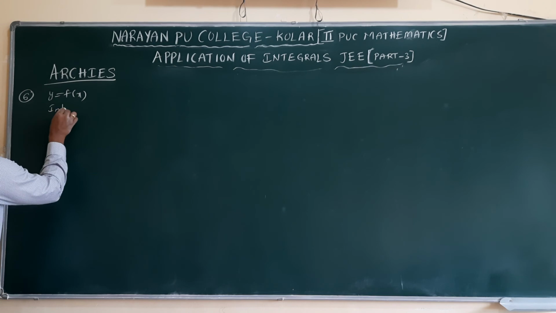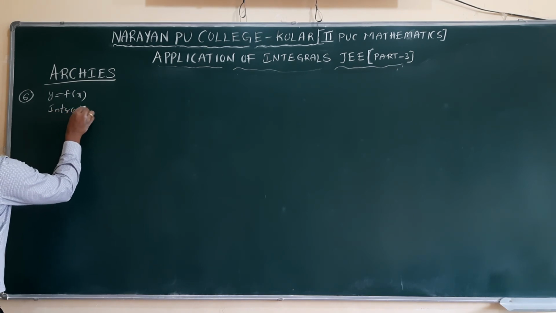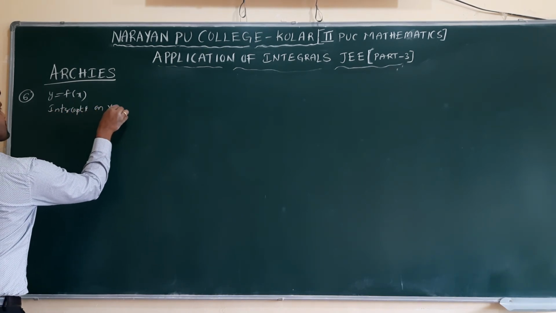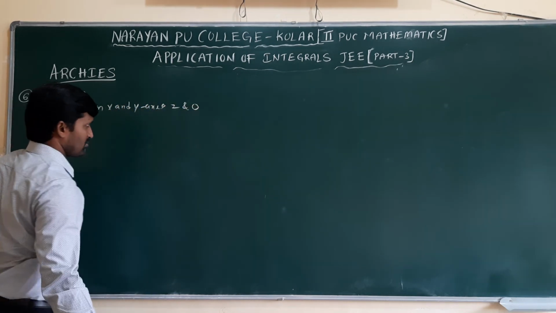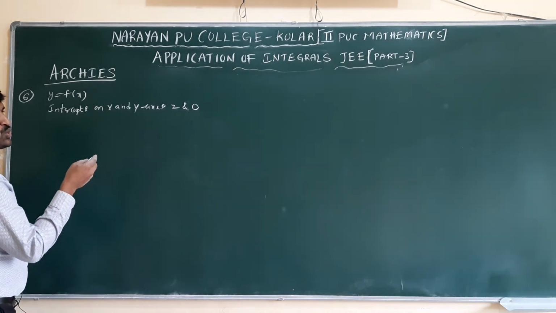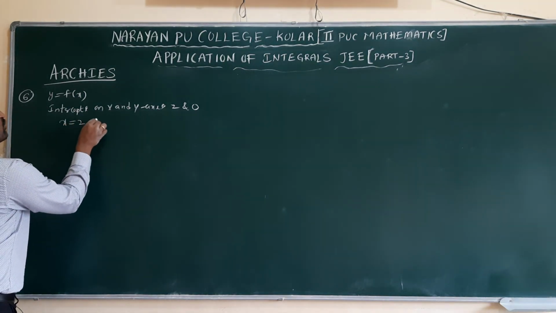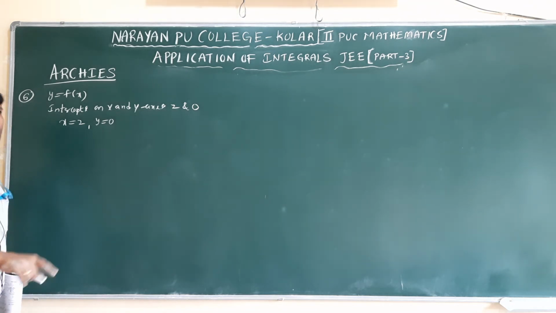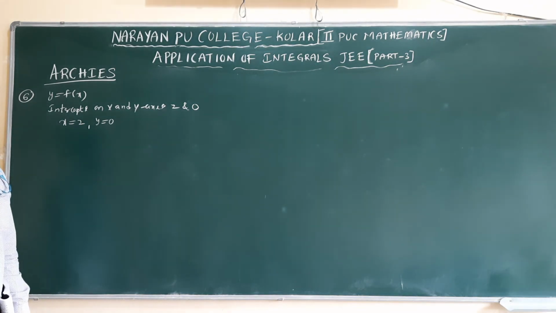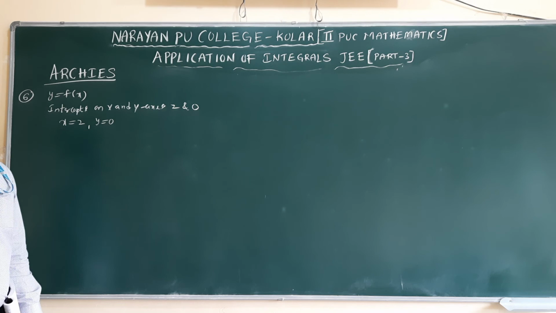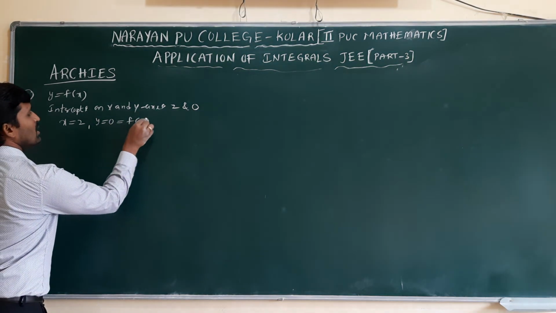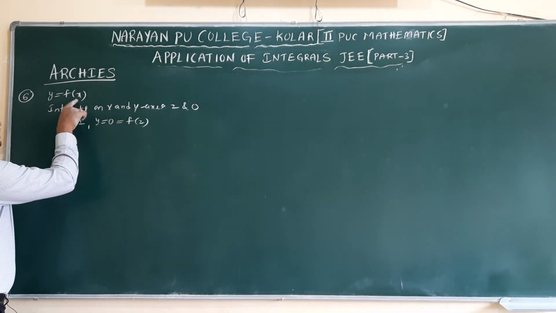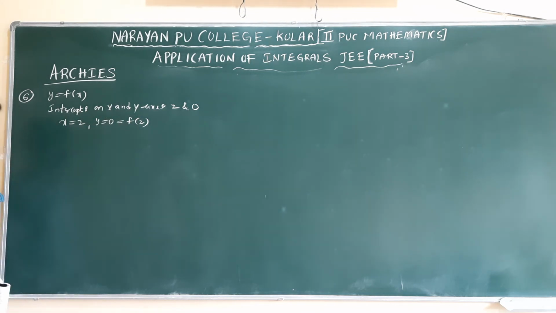Intercepts on x and y axis are 2 and 0. That means x value is 2 but y value is 0. Intercept means what? When the line or curve cuts the axis at any one point, the distance from the origin to that point is called the intercept. Y is 0 means f of 2 is 0, because x value is 2 and y is 0.